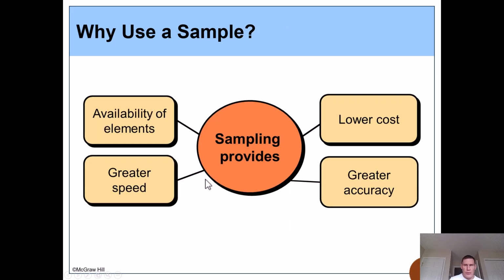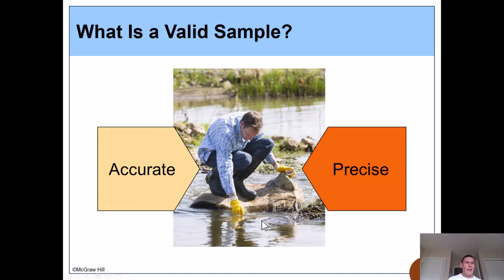So why use a sample? Well, it's lower cost. It's greater accuracy in some ways. It wouldn't be as accurate as sampling the whole population, but that's usually too expensive and too time consuming. The availability of elements, excuse me, because it's easier to survey a sample than a population, obviously, and it's also much quicker.